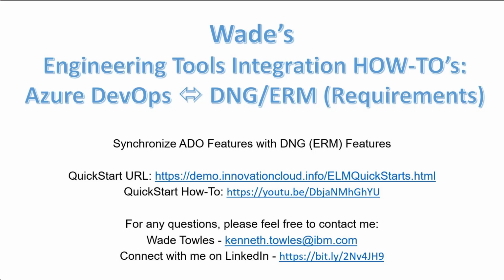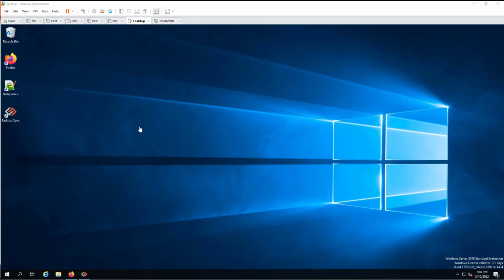For the next few minutes, I'm going to show you how to synchronize an Azure DevOps feature type work item with a Doors NextGen feature type requirement. We'll start off with a little bit of background information.